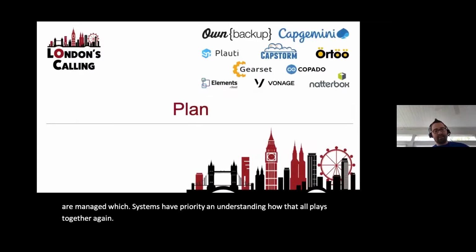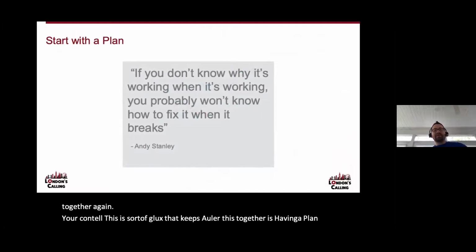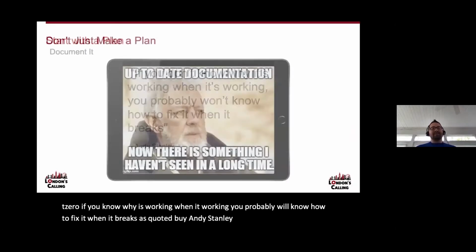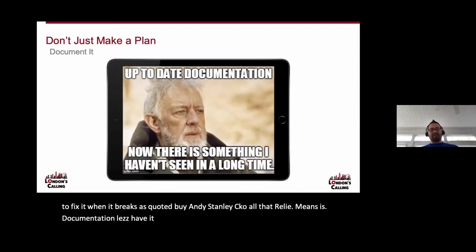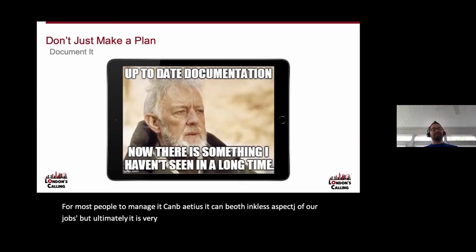Planning. As you can tell, this is sort of the glue that keeps all of this together, is having a plan. So if you don't know why it's working when it's working, you probably won't know how to fix it when it breaks, as quoted by Andy Stanley. So all that really means is documentation. Let's have it. It's our least favorite thing for most people to manage. It can be tedious. It can be a thankless aspect of our jobs, but ultimately it is very valuable, and it is rewarding, because when you need it, you will be very pleased that you have it.